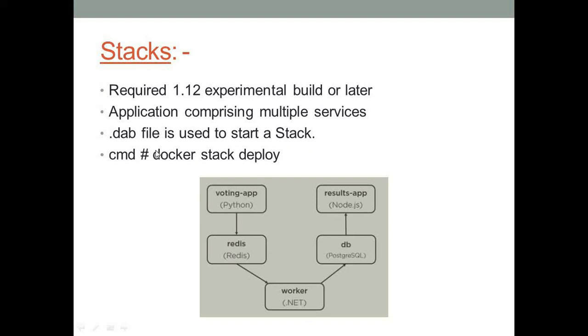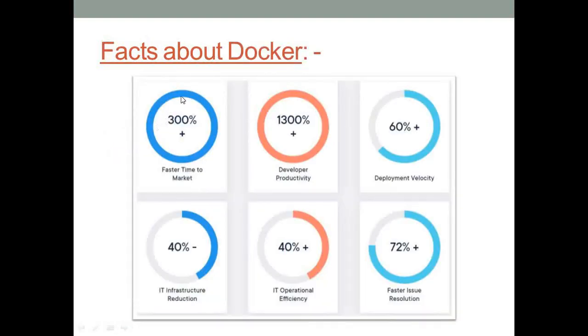So the file contains how many services of Python we need, how many Node.js we need, or what are the different applications we need first of all. And then how many of each, like how many Python services we need to run. Okay, so I hope the concept is clear. Let's go to the next slide, that is facts about Docker.